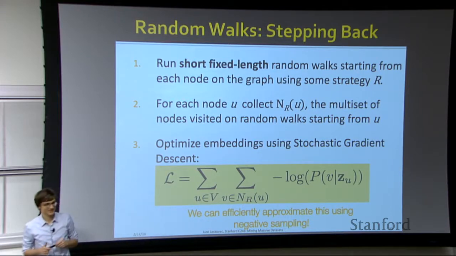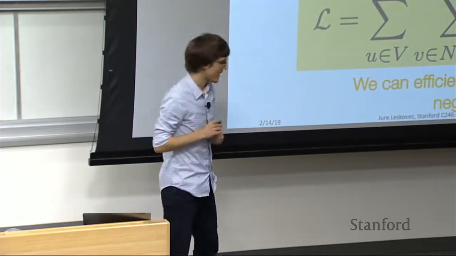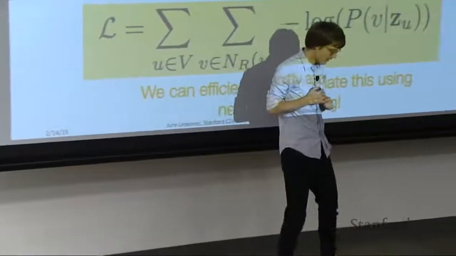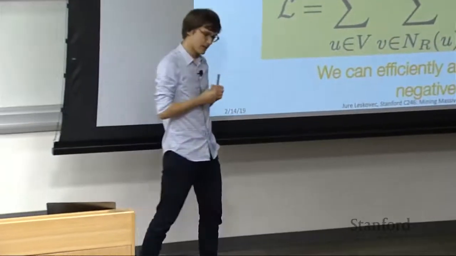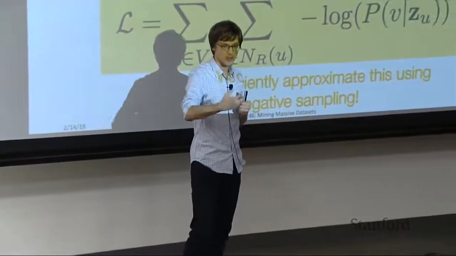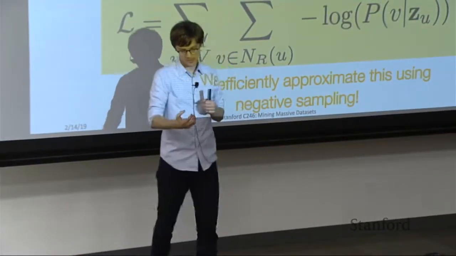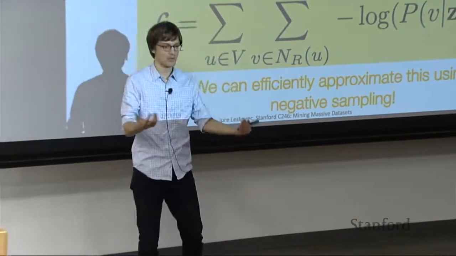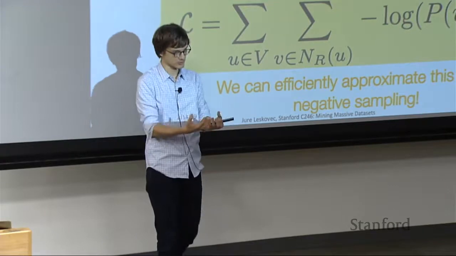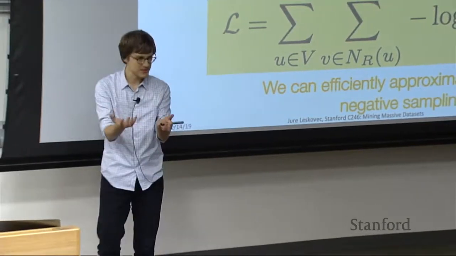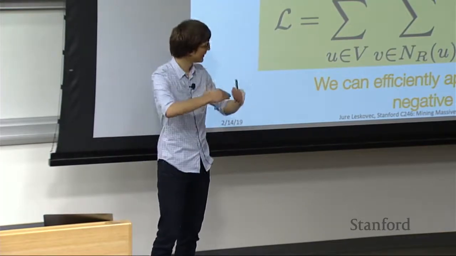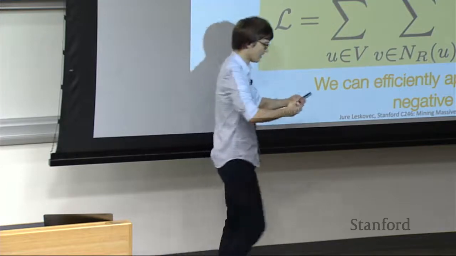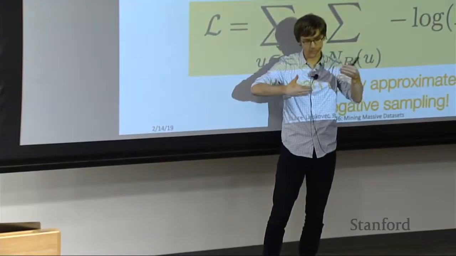Yes? Can you explain again why, in the negative sampling, we're sampling proportional to the degree? Why do we sample proportional to the degree? One reason is that in the random walk, nodes with high degree are more likely to be visited. This means that a node that has high degree will appear more often in the neighborhoods than nodes with low degrees. So we want to upsample those high degree nodes also as negative samples. Otherwise, the distributions between numerator and denominator don't match.